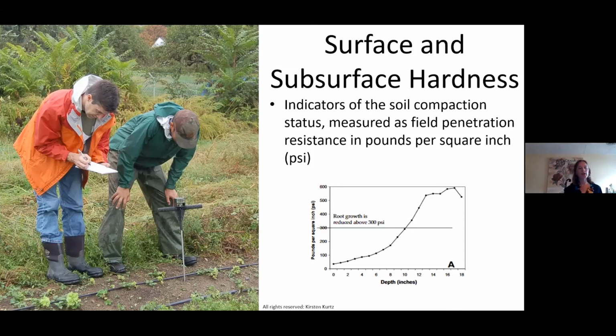So we're interested in looking at the surface hardness, which we consider 0 to 6 inches, and the subsurface, which is 6 to 18 inches. What you want to do is push this thing down and record the highest PSI that you see within that range. We know that root growth is limited around 300 PSI, so we're really looking for something under that. When we start to see numbers pushing or exceeding 300 PSI, we know that we need to get in there with some kind of serious management to address that compaction.